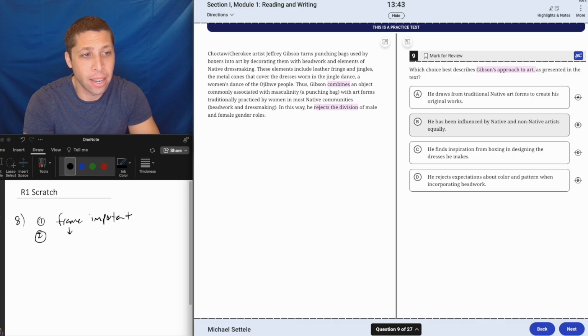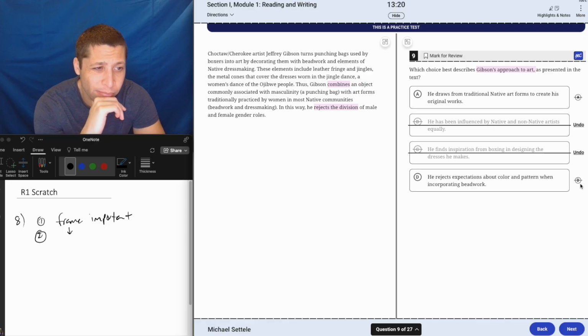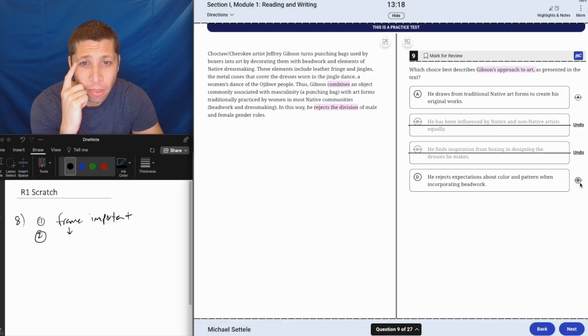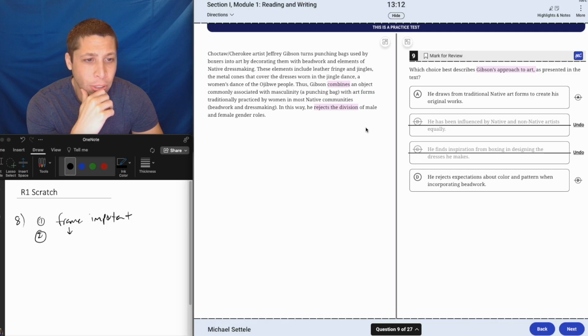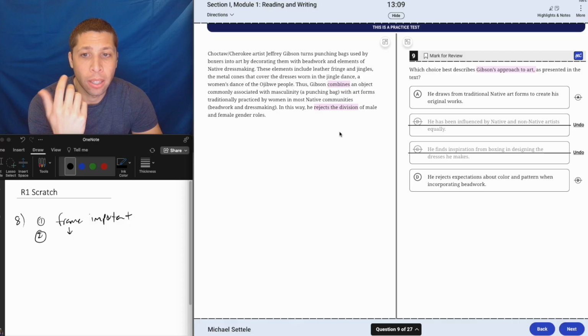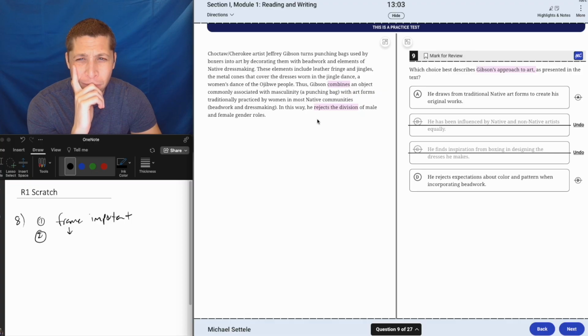He has been influenced by Native and non-Native artists equally, very scary word, quantify or get rid of it. He finds inspiration from boxing. No, he's not designing dresses, he's designing punching bags, right? He turns punching bags, he's not designing dresses. He rejects expectations about color and pattern when incorporating beadwork. I don't know. Rejects the division. But that's not rejecting the color and pattern. He's using the color and pattern commonly or traditionally practiced by women. It's not about color and pattern.